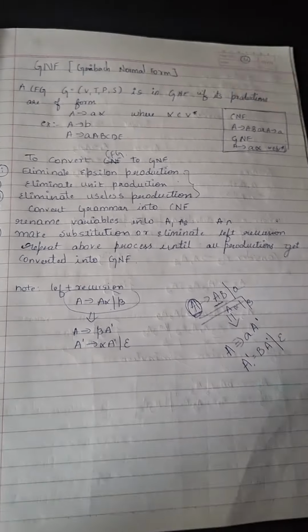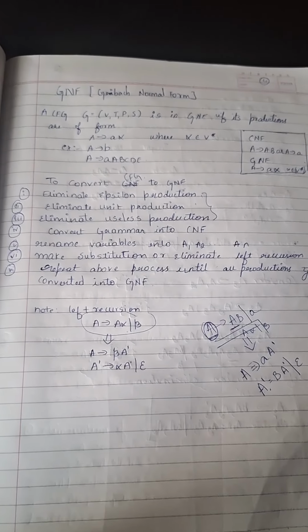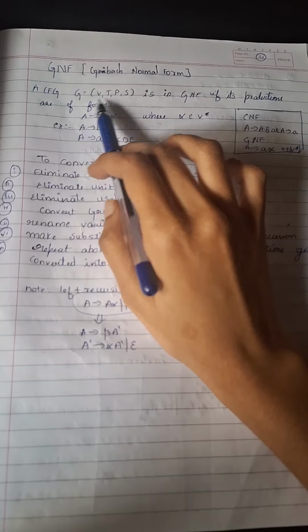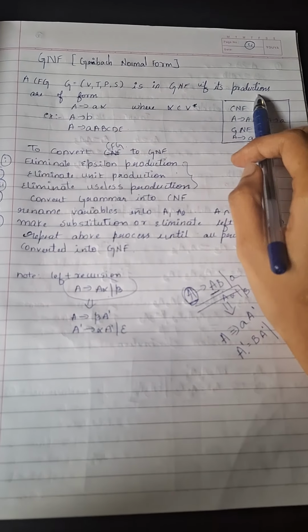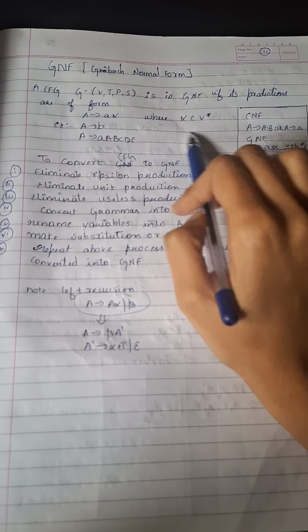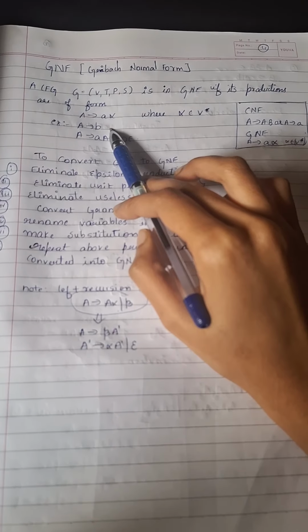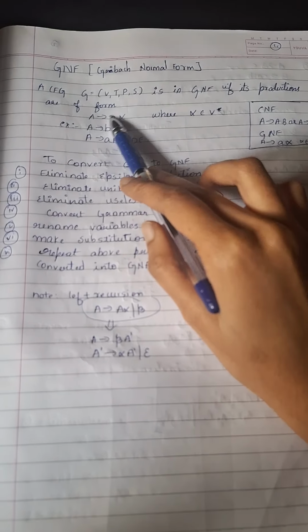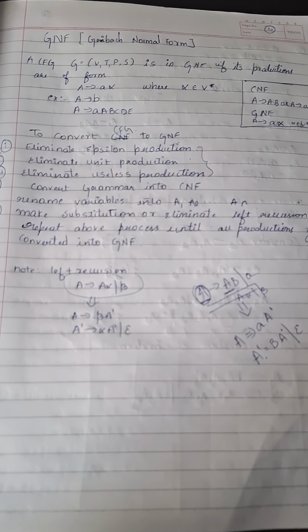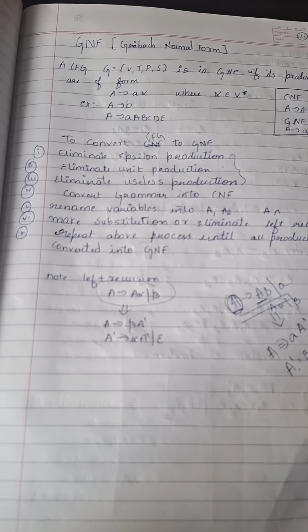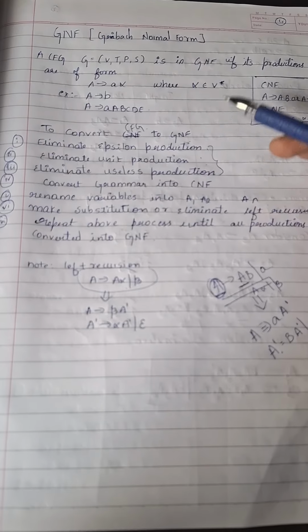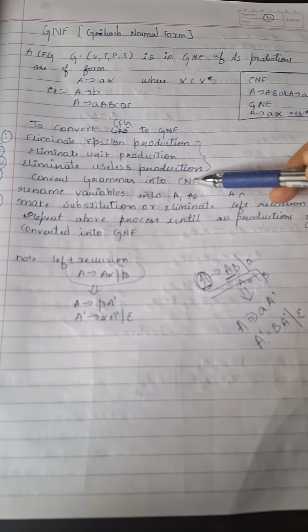Next we have GNF. GNF is nothing but Greibach normal form. ಅಲ್ಲಿ CNF ಹೇಗಿತ್ತು, ಸೇಮ್ another form of normal form is GNF. So a CFG, G is equals to VTPS is in GNF if its productions are of form A gives A alpha where alpha belongs to V star. That is this alpha will be non-terminals and this is terminal. So one terminal ಆದಮೇಲೆ it can be non-terminal. Example I have given here. Same like CNF, in order to convert CFG to GNF, steps has to be followed. That is eliminate epsilon production, eliminate unit production, eliminate useless production, convert grammar to CNF.